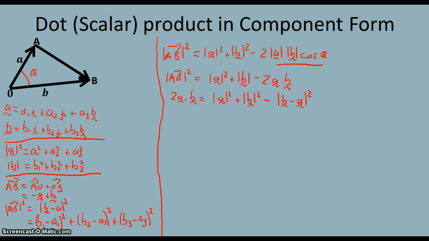We'll now substitute in our values that we've worked out over here. So the magnitude of vector A squared we worked out just here. The magnitude of vector B we worked out here, and we have to subtract from that the magnitude of B minus A, which is this one here, which I will just rewrite in expanded form.